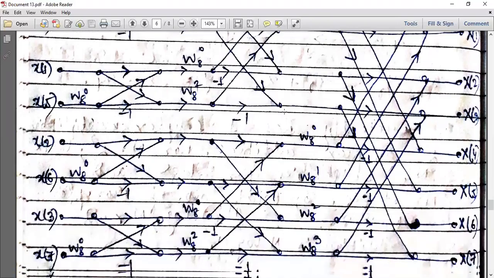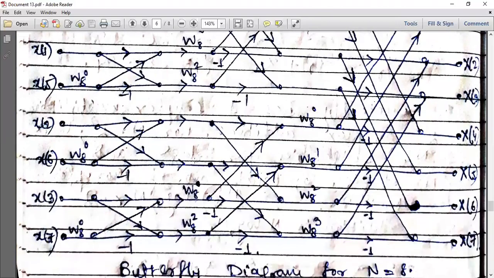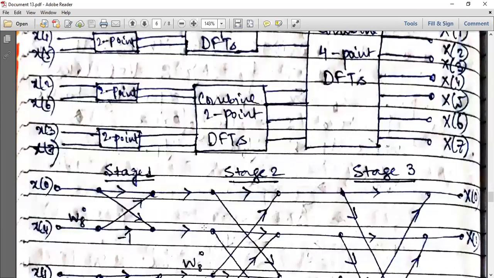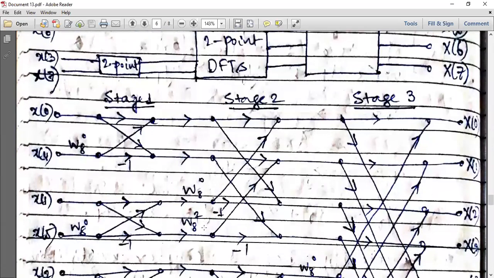So I think your concept has become clear. Here also, for x2 and x6, there are no backward paths, only forward paths. But for x3 and x7, there are backward paths. You can notice it. So W8^0 and W8^2: W80, W82, W80, W82. Now for stage 3, in the first 4 steps, x0, x4, x1, x5, there are no backward paths.